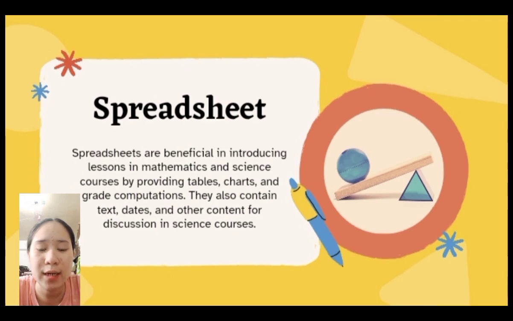So, spreadsheets are like digital tables where you can organize information neatly. In math and science classes, they help by showing tables, charts, and calculating grades. You can also add text and dates to discuss topics in science. So, it's like a helpful tool that makes learning and discussing subjects easier and more organized.